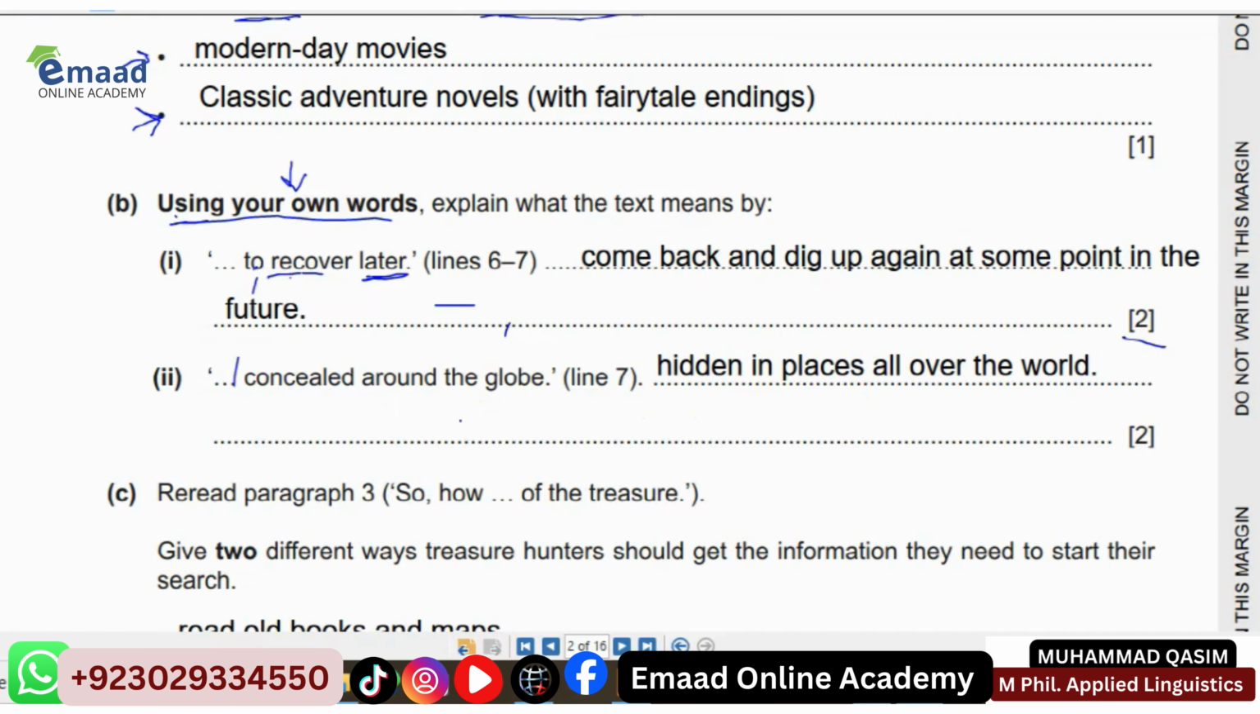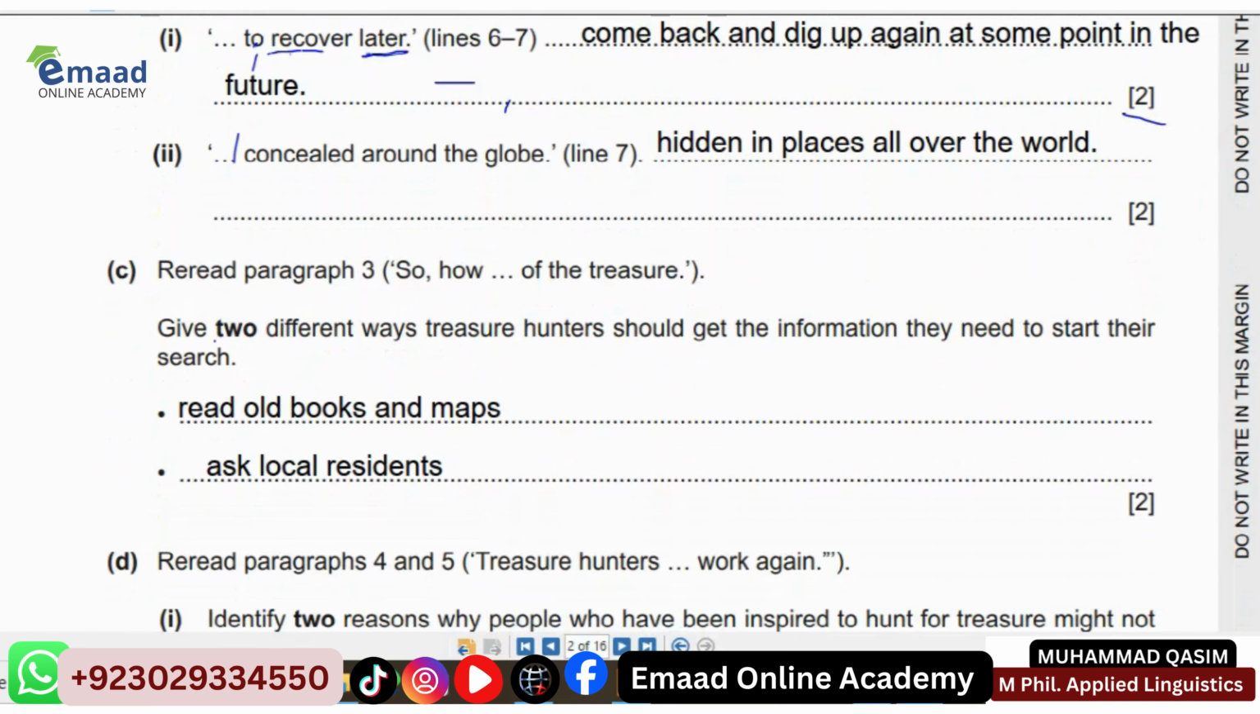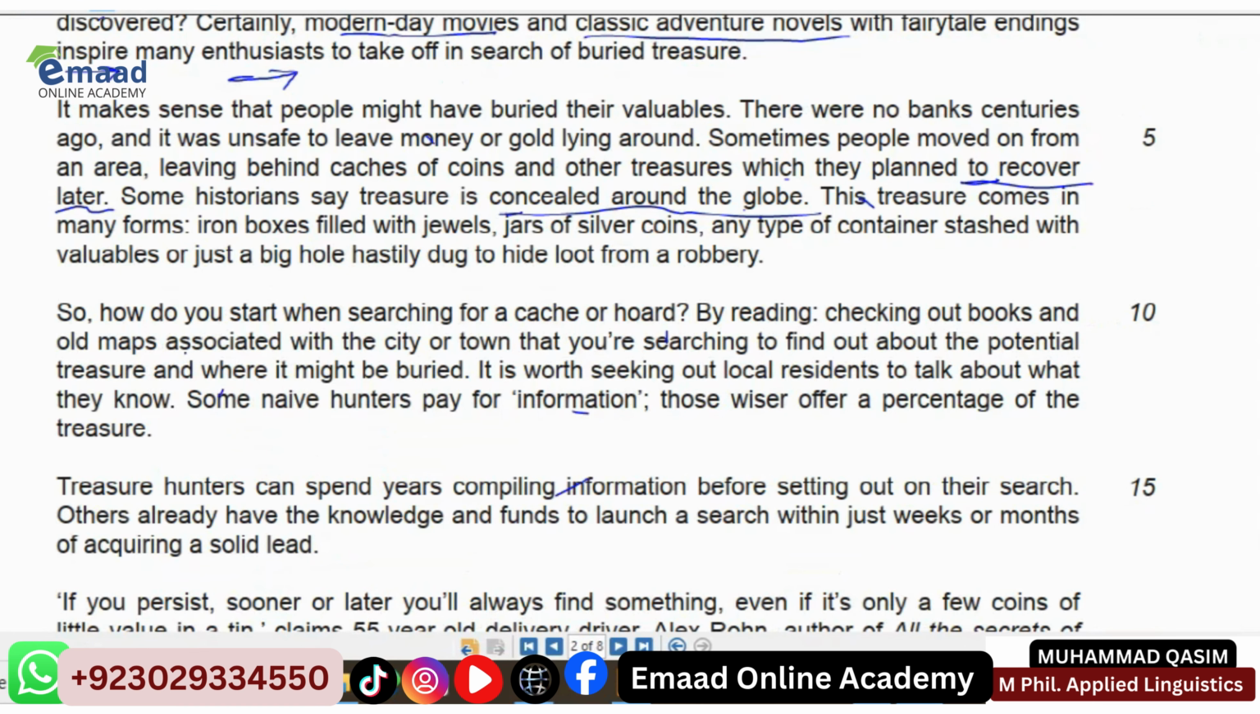Let's now read question C, the third question in question number 1. This is a simple comprehension question that you can find explicitly in the text. Give 2 different ways treasure hunters should get the information they need to start their search. So what are the 2 different ways? Reread paragraph number 3. Let's now read quickly paragraph number 3, beginning with so how. So how do you start when searching for a cache or hoard?